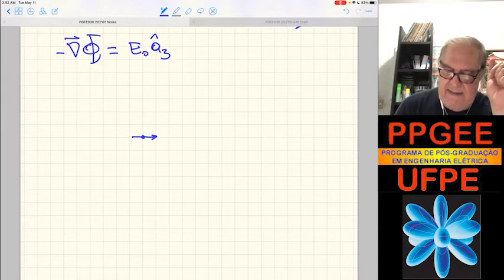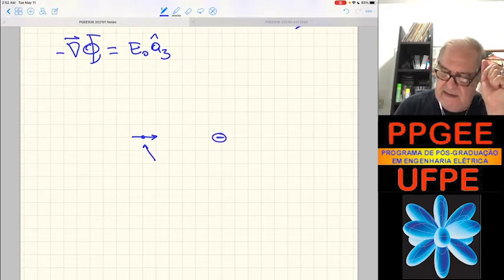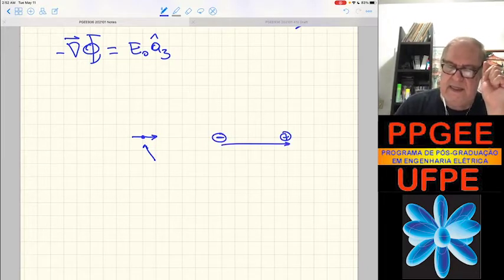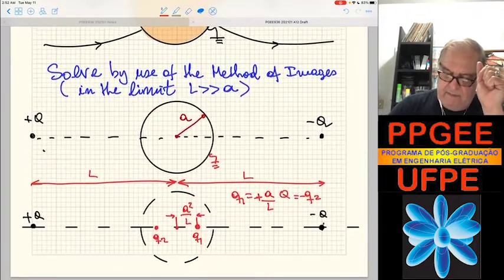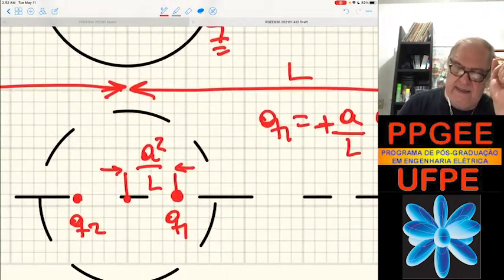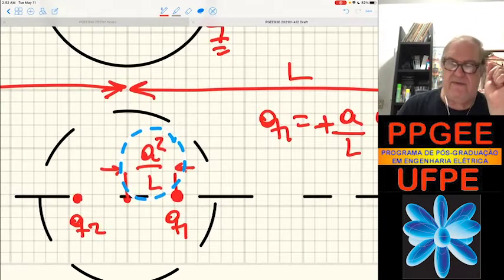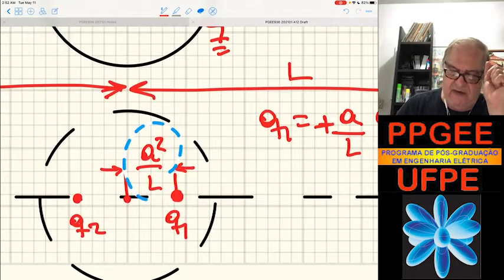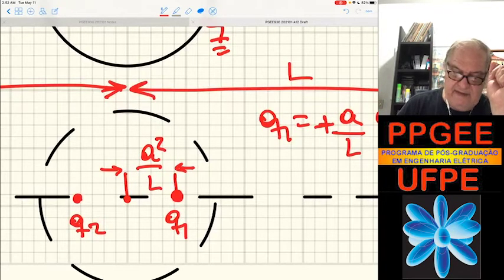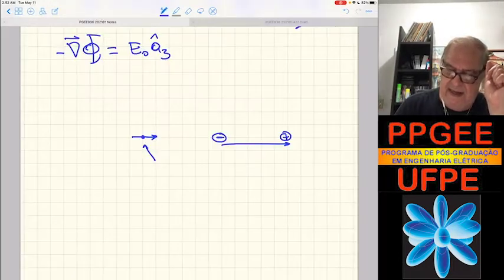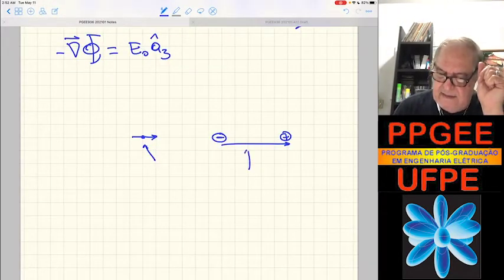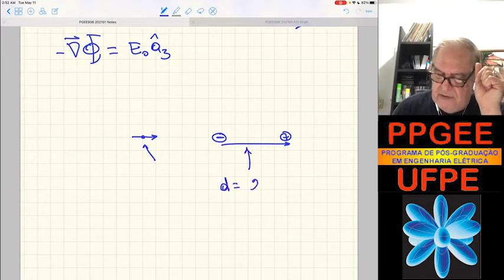This dipole is the result of two charges, minus and plus. Let me increase the distance here. This is the location of the positive charge, A squared over L. The negative charge has the same distance. So we have a dipole. The distance here is 2a squared over L.